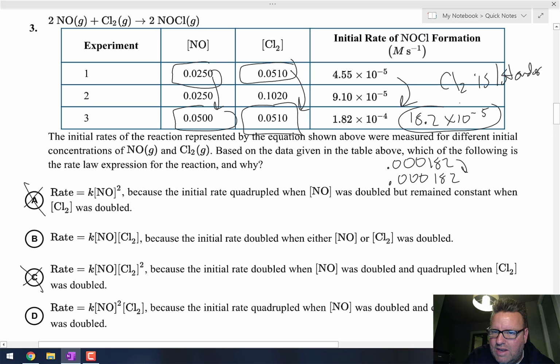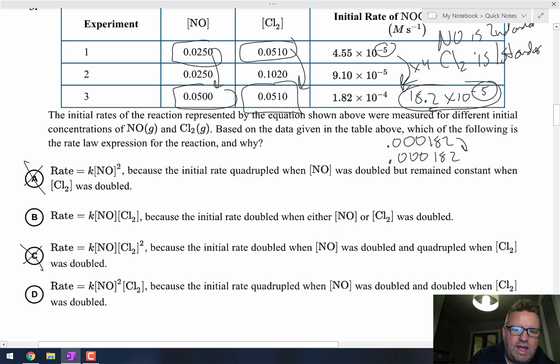So you can do that to make it a little bit easier for you to go, oh, 4.55 times 4 is equal to 18.2. Going from 4.55 times 10 to the minus 5th to 1.8, you're like, I don't know. But when you get those exponents the same, that makes it much, much easier. And then you go, oh, well, 4 times 4 is 16, 4.5 times 4 is 18. So yeah, 18.2 sounds about right. So that means that if Cl2 is first order, then NO is therefore second order. Okay, so we need an answer where Cl2 is first order, NO is second order.